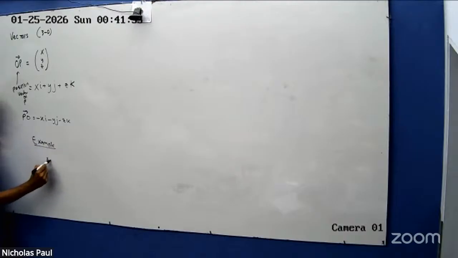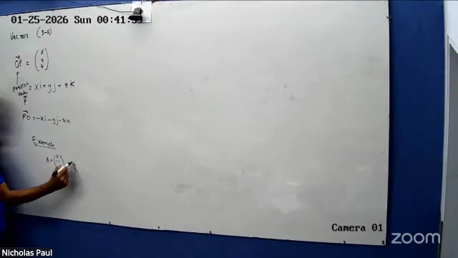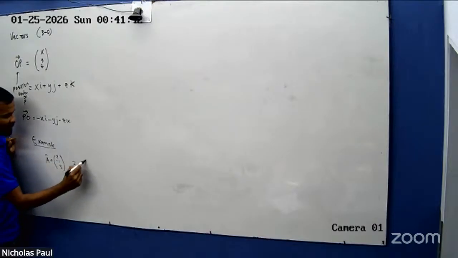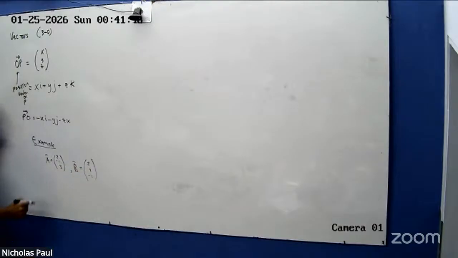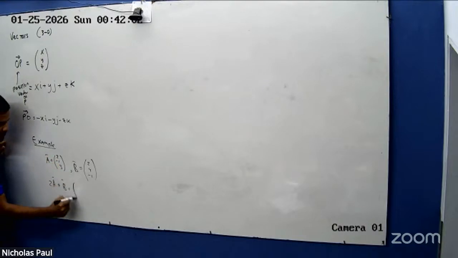Let's say I gave you A, which is (2, -1, 3), and I gave you B, they are all vectors, and it's (2, 4, -1). Let's say I ask you to find 2A plus B. How are we doing that? How do we find 2A? Multiply every single value by 2. So that will be (4, -2, 6).